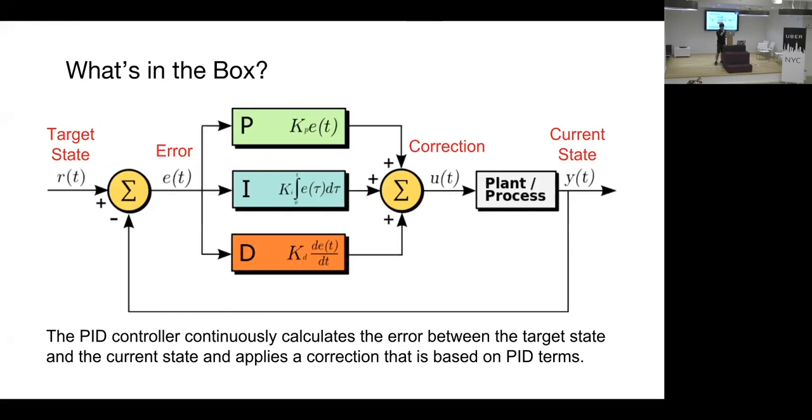All right, so if anyone's familiar with control theory, the feedback loop diagram in the previous slide should look similar to a PID controller. A PID controller is a control loop feedback mechanism that continuously calculates the error between the target state and the current state. And then it applies a correction term based on the PID terms. I won't bore you with the details of how the PID terms all work. There are plenty of good articles out there that explain it.